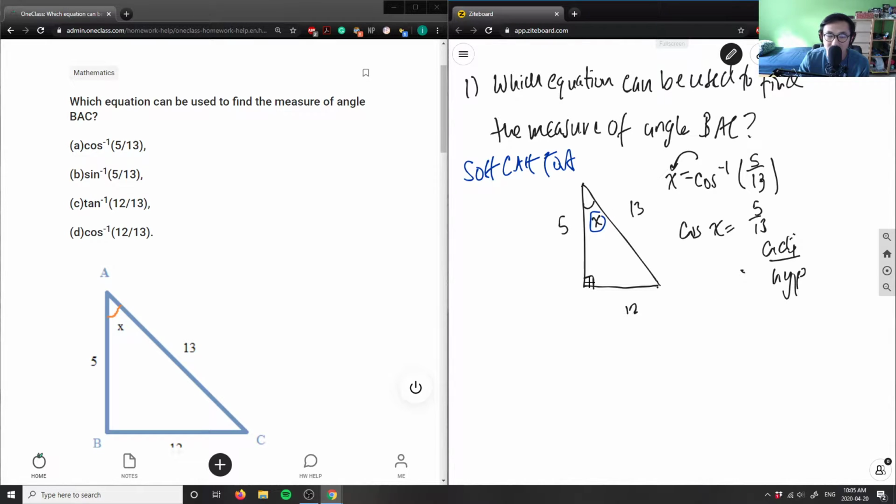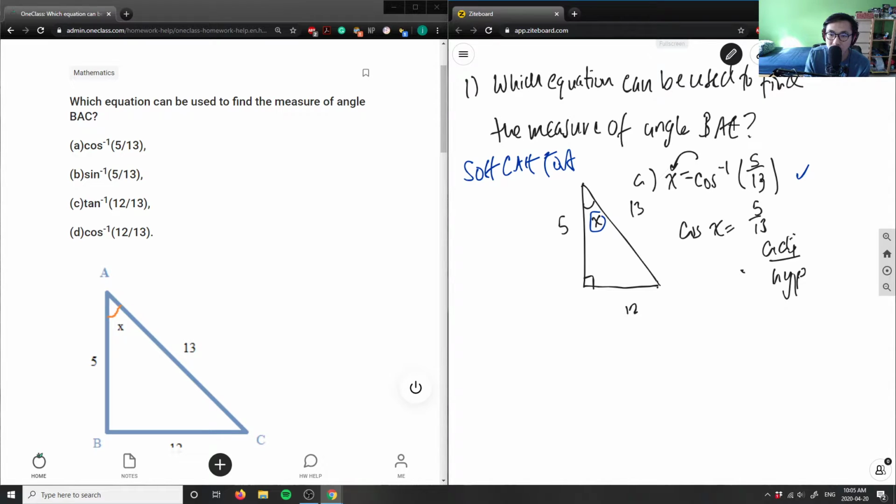Adjacent to x is 5 here. Remember, 12 is opposite, and the adjacent side, 5, is over the hypotenuse, which is 13. So this A here is correct. A is a trigonometric ratio that denotes this angle. Inverse cos of 5 over 13 is correct, so A is the correct answer.